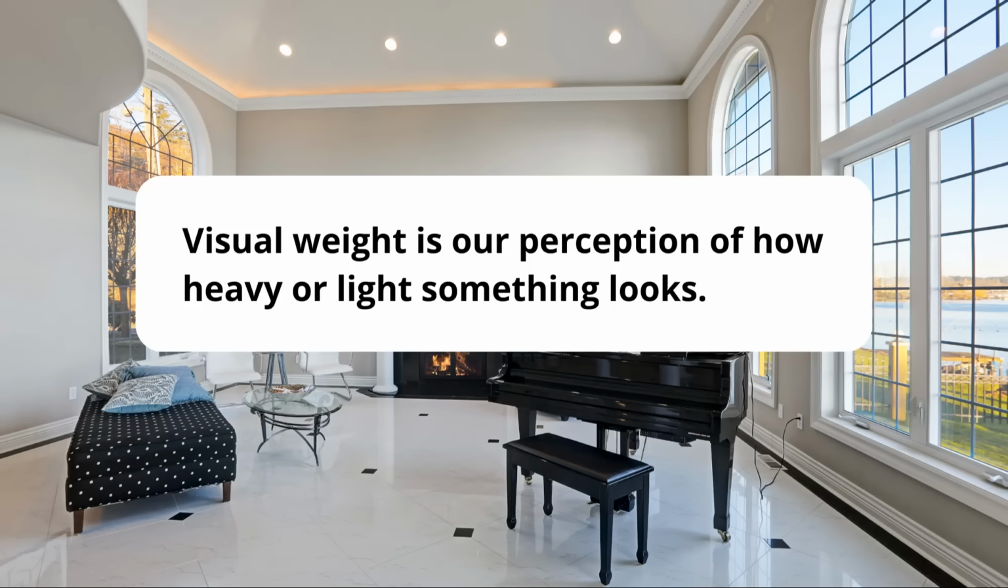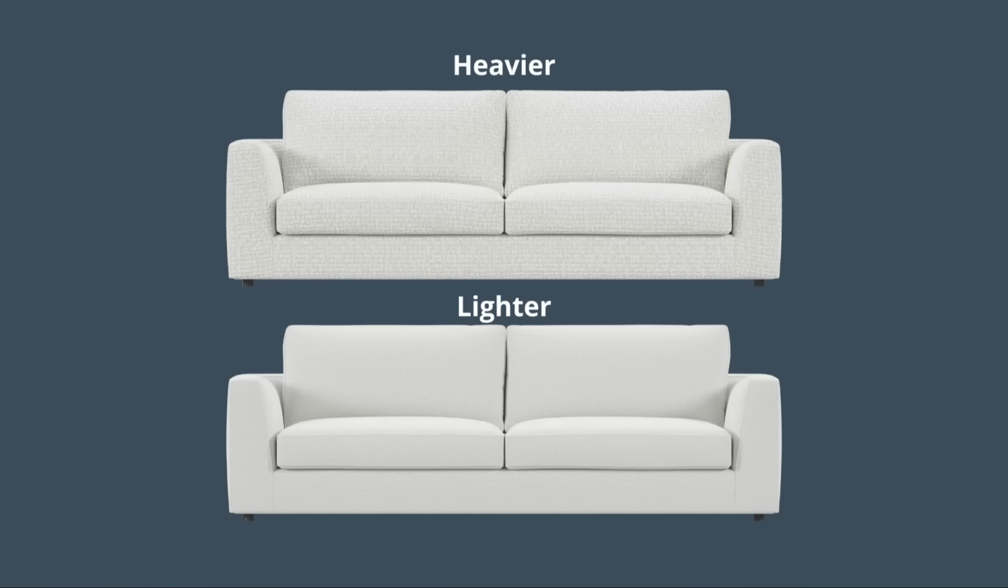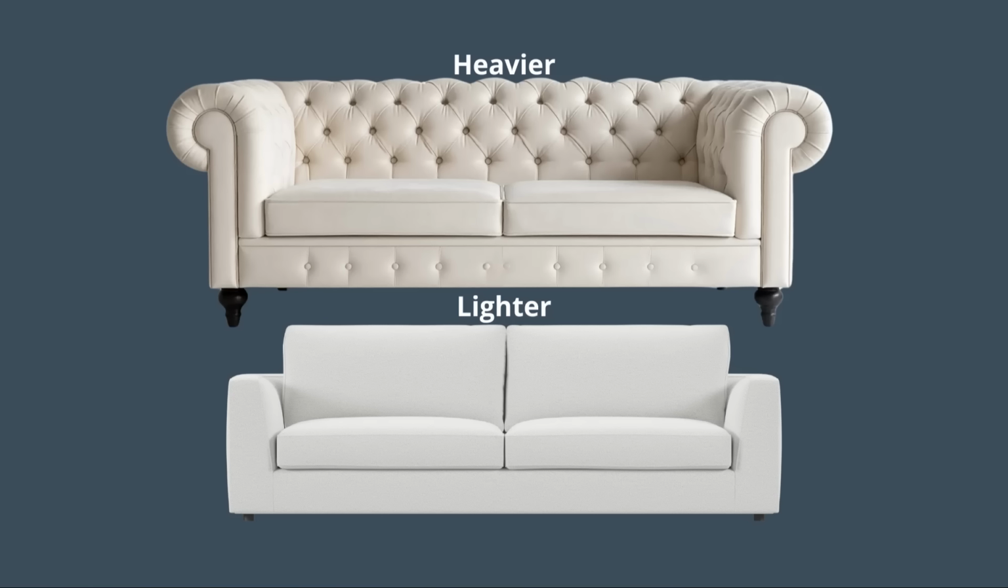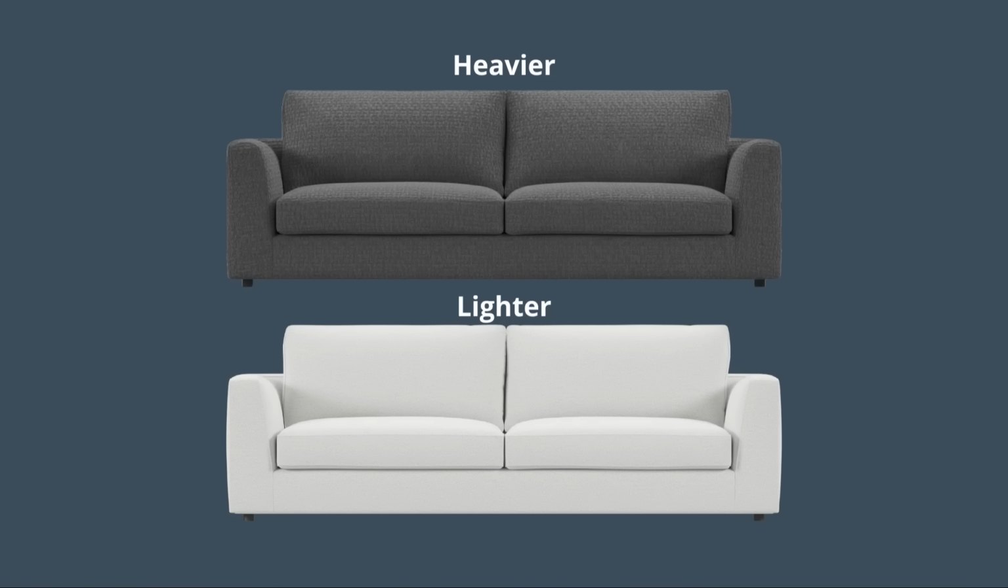One thing that we can look to, to help change the balance in a room like this, is to use the tool of visual weight. And visual weight is just our perception of how heavy or light something looks to us. And we can adjust the visual weight of something or an area of a room by changing texture and size, and also value, which just means how light or dark something is.